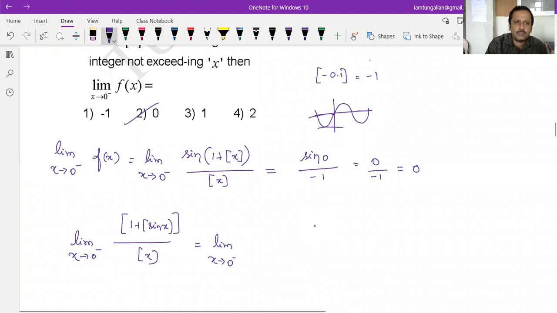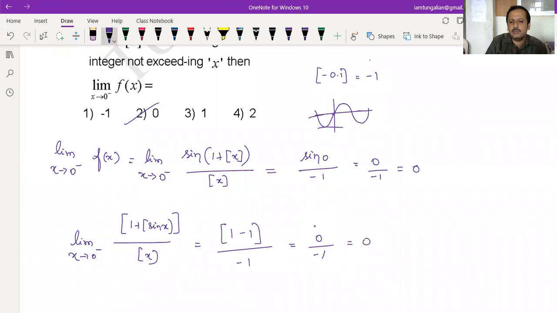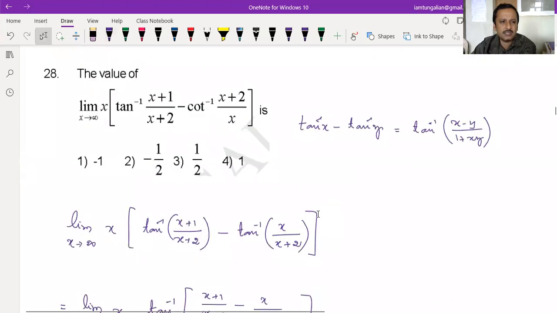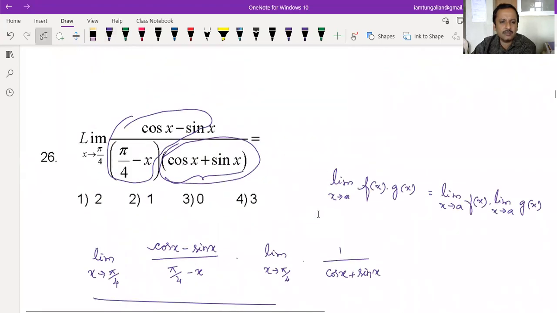Okay. So you are going to get step of 1 minus 1 divided by minus 1. This is 0 by minus 1, which is equal to 0. So in that case also you will get the answer as 0 for the left hand limit. Right hand limit does not exist. 26th question, okay, just now I have explained that.